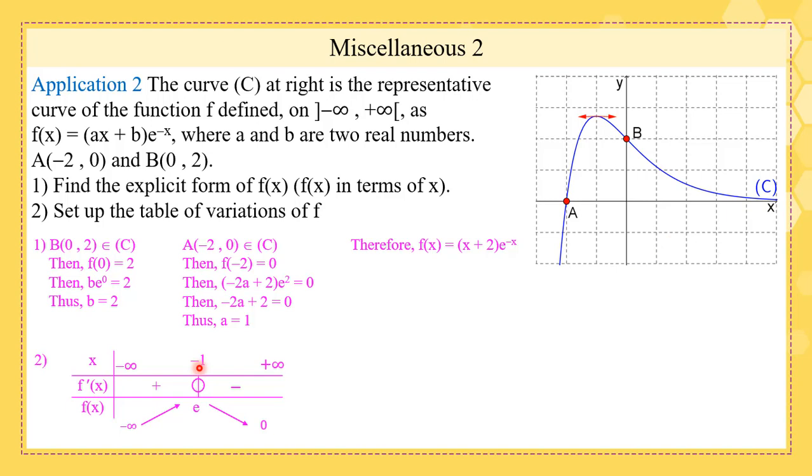Now, when x is -1, we go back to the explicit form. F of -1 is going to be e. So when x is -1, f of x is e.